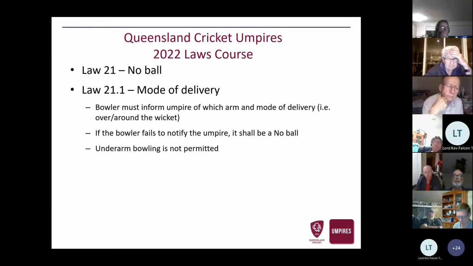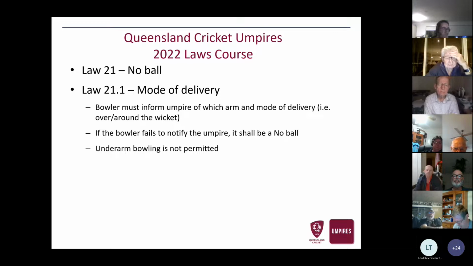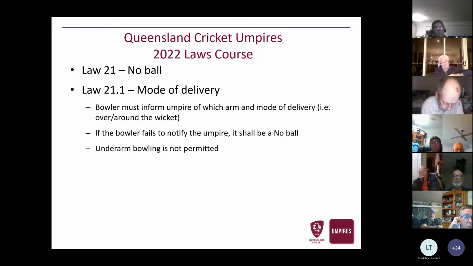All righty, we'll get into Law 21, which is all things no balls. So 21.1 talks to the mode of delivery. A bowler must inform you of which arm they intend to use and the mode of delivery, i.e. right arm over or right arm around the wicket. Failing to notify the umpire of a change to this is a no ball. And under the laws, obviously, no underarm bowling. Thank you very much, Trevor, for that particular part of the law.